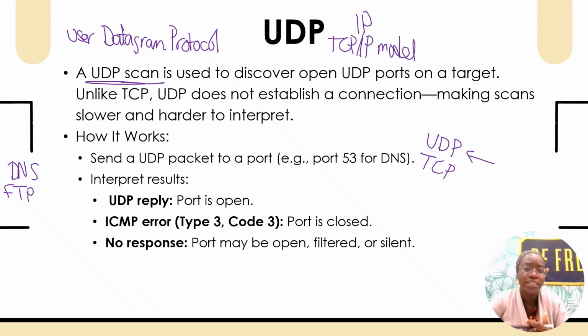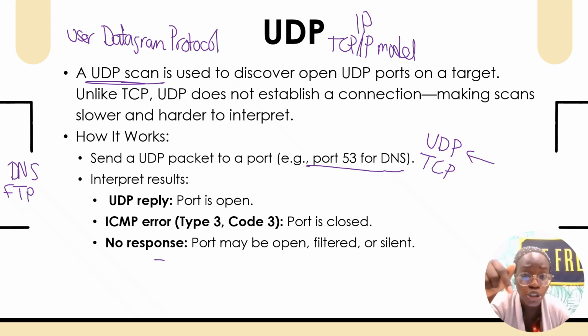So here's how it works. The scanner is going to send a UDP packet to a target port. Let's say in this case, we're choosing to send it over to port 53. And then the scanner is going to wait for a response. The first response you could get is no response at all. This could mean a few things. This is why I said that UDP scans can be ambiguous, because no response could mean that the port is open but the service didn't reply, or the port is filtered by a firewall.